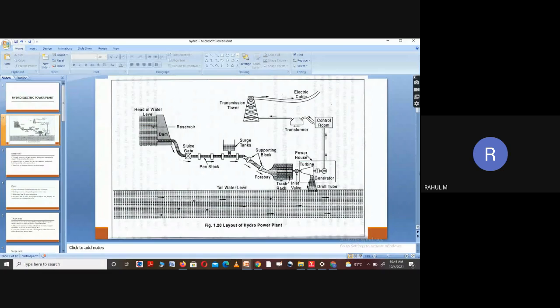Now, the working of this one: everything starts with this head of water. Initially you have a dam or a reservoir where the water is stored so as to increase the potential energy of the water. Then the potential energy of this water is converted to kinetic energy from this portion, right? So water is made to flow, and during this time the potential energy of the water is converted to kinetic energy.